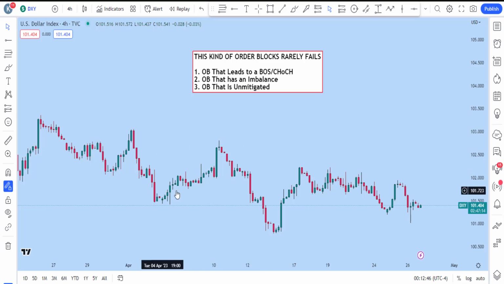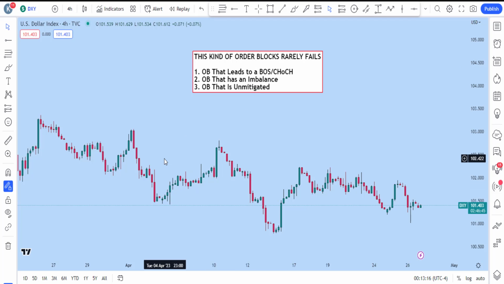Once you spot them on your chart, you will visibly see that those kinds of areas have the potential to reverse price, and those kinds of areas actually have the potential to return price for a while. Now I'm going to show you the characteristics of a high probability order block in this particular chart.